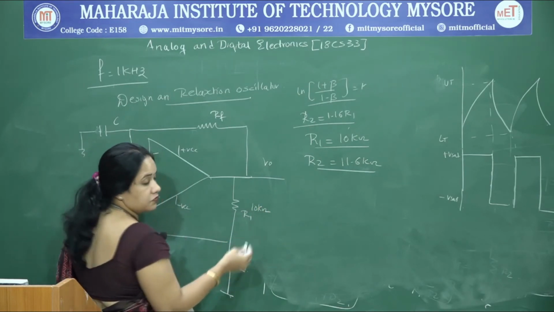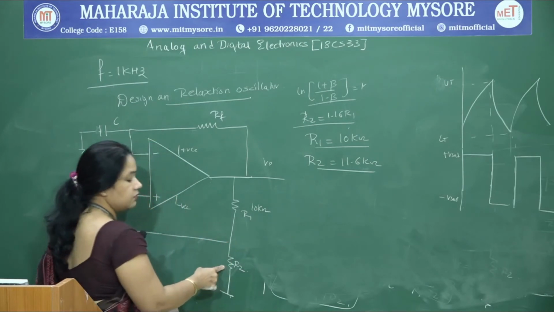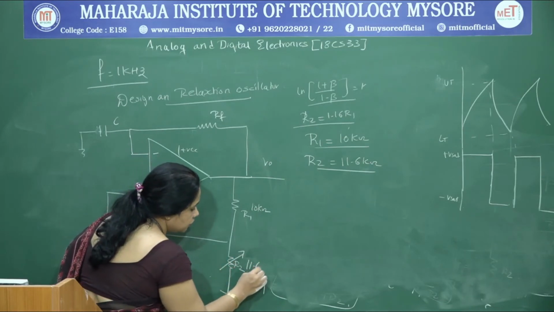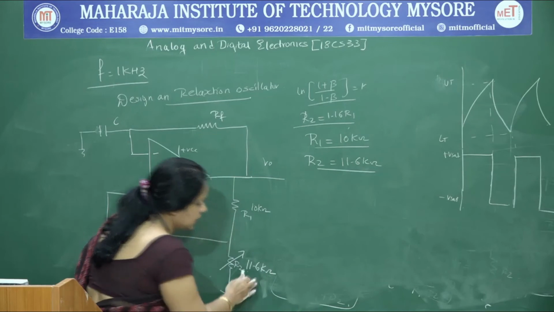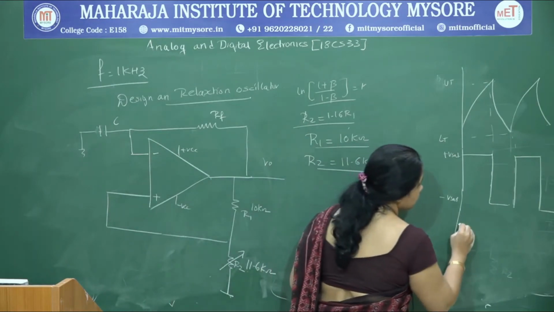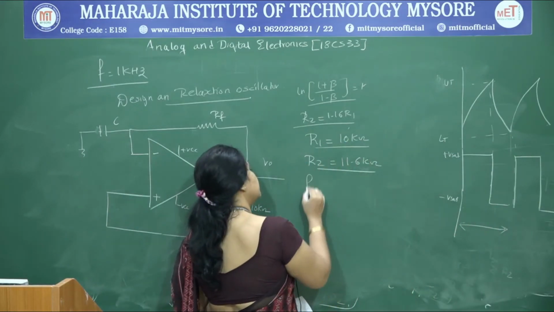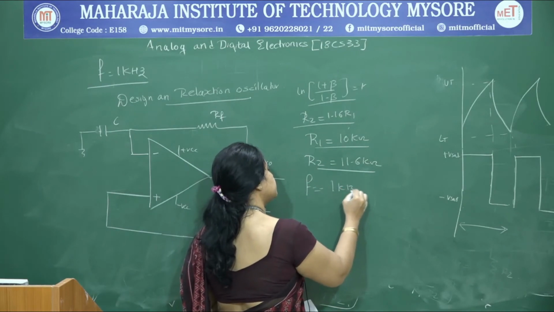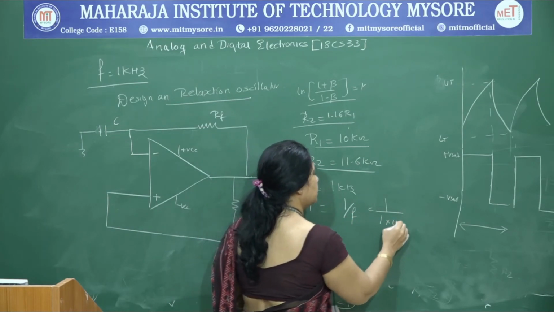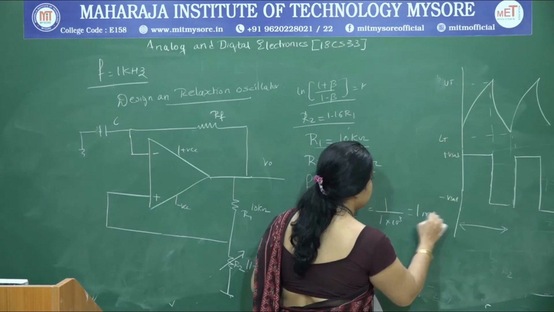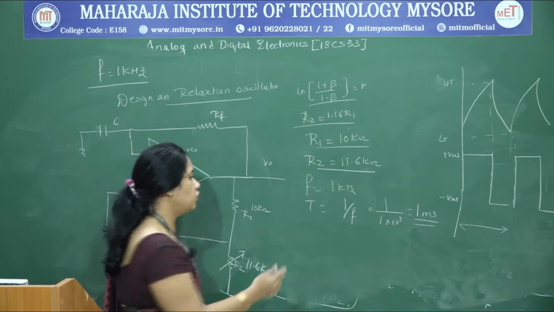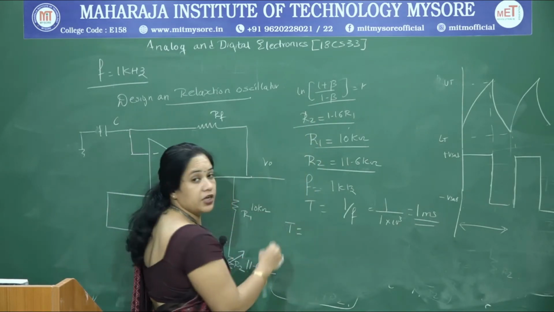R1 is 10 kilo ohm, which is available as a standard resistor, but because R2 is 11.6 kilo ohm, we do not get it as a standard value, so I will use a potentiometer and set it to 11.6 kilo ohms. Now, I need to determine the frequency. Frequency should be 1 kilohertz, which implies time period is 1 by f, that is 1 by 1 into 10 power 3, that is 1 millisecond.